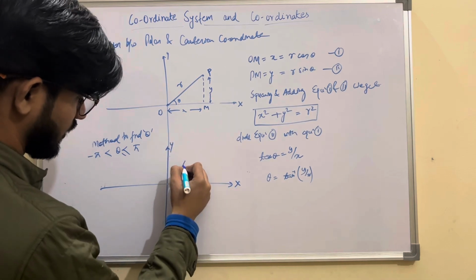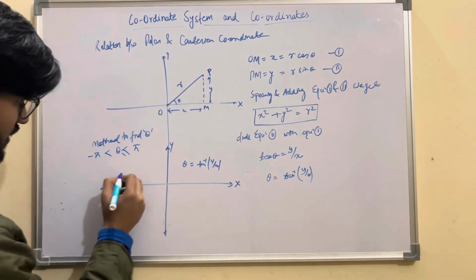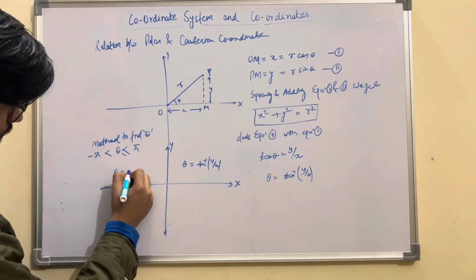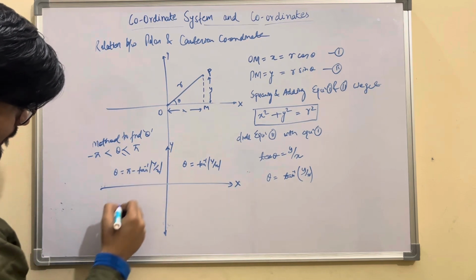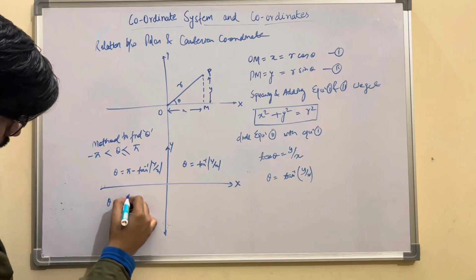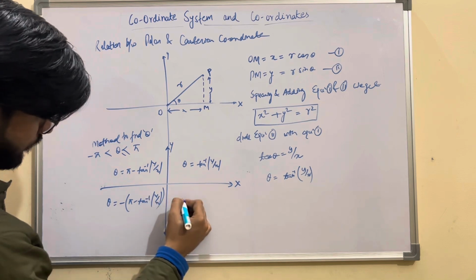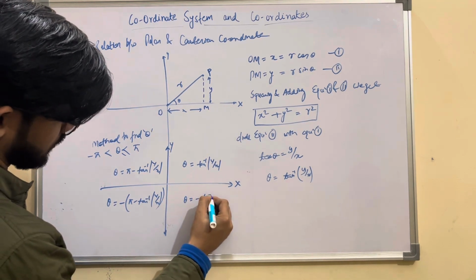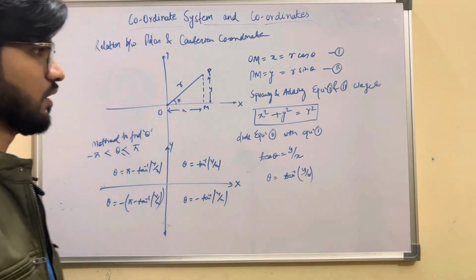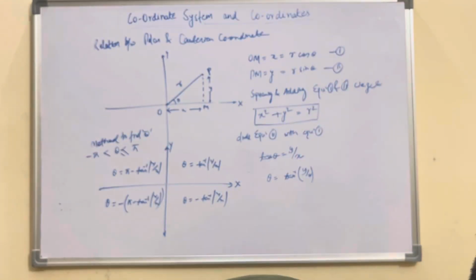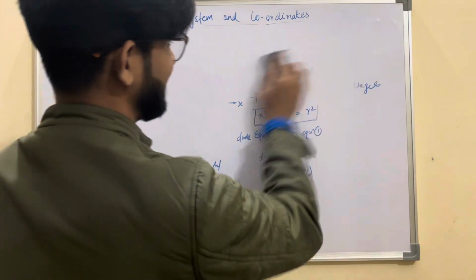If it is in the first quadrant, then theta is tan inverse y upon x. If it is in the second quadrant, theta will be pi minus tan inverse y by x. If it is in the third quadrant, then minus pi plus tan inverse y by x. If it is in the fourth quadrant, minus tan inverse y by x. I will solve some basic problems on conversion of polar coordinates into Cartesian coordinates.